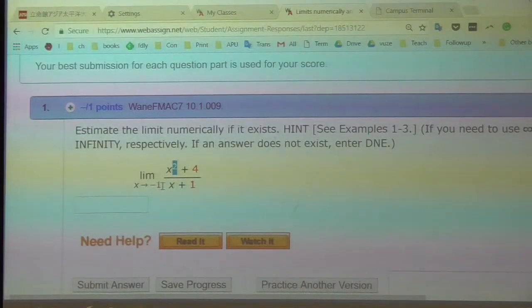Let's just get used to reading this symbol. So first of all, let's get used to reading this symbol. So how do I read that? I've said it already a couple times, but I'll say it again. This is read, x approaches -1.